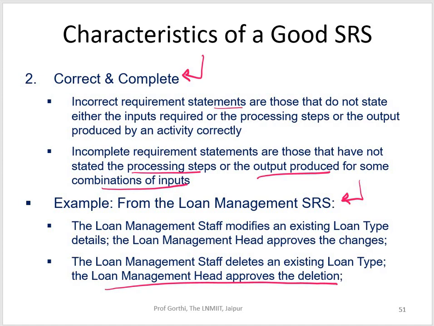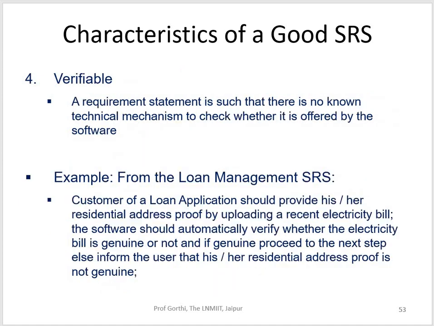Now, these two things are highly inconsistent. On one side, I am saying it can be deleted and the deletion can be approved by the loan management head. And one of the points says it cannot be deleted and it can only be deactivated. So that kind of ambiguity and inconsistency we have. In some sense it's ambiguous as well.